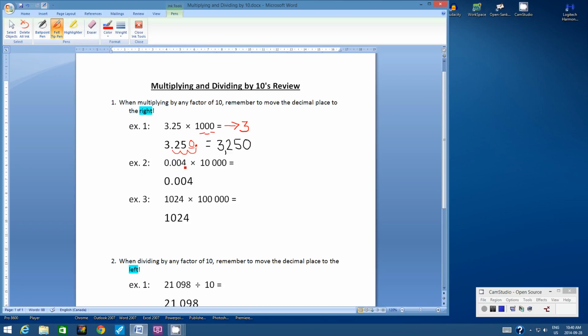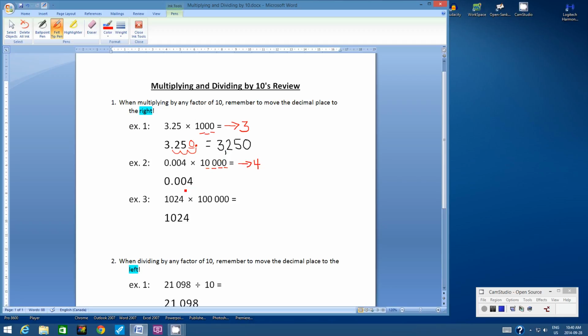All right, let's have a look at example 2. 0.004 times 10,000. Let's have a look at the factor of 10 that we're multiplying by. 10,000 is 10 times 10 times 10 times 10. There are four zeros in the number 10,000, so we know that we're going to move the decimal place four places to the right.